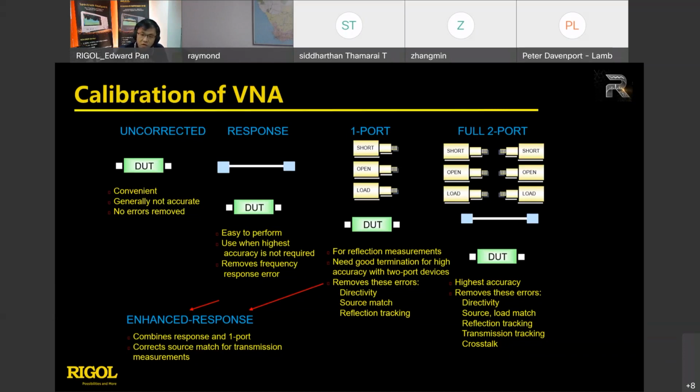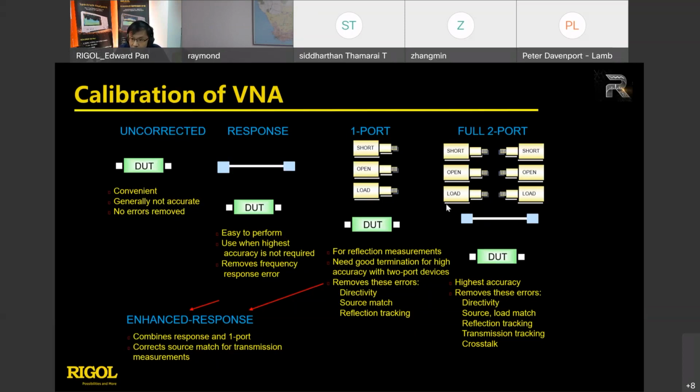So for the one port, that means you can perform single port antenna or cable performance verification. For the reflection measurements, this needs a good termination or high accuracy with the two-port devices. And this can remove errors like the directivity, source match, or the reflection tracking.